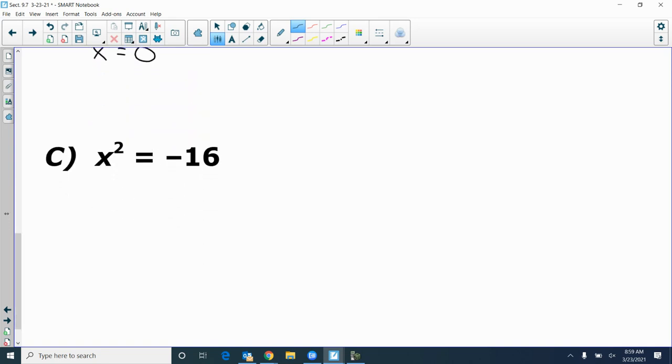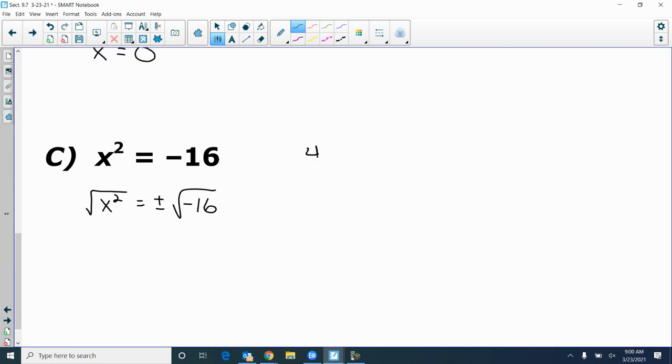X squared equals negative 16. Tricky, tricky, tricky. X squared equals negative 16. Hold on, Colin. All right, Colin, what are you going to tell me? Plus or minus 4. No. Now, tell me why not. Who can tell me why not? It's not possible because you can't multiply 2 numbers to get a negative.